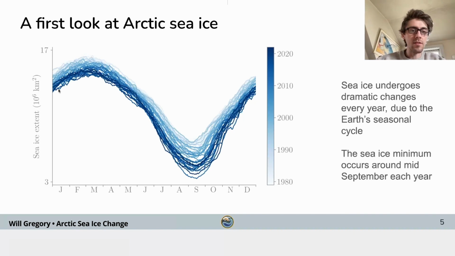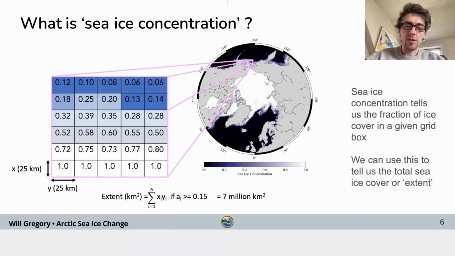And what we can see here is that the Arctic reaches its maximum extent around March time and then reaches its minimum in September. This is a dramatic change in cover. We go from roughly 16 million square kilometers of sea ice down to about 3 or 4 million square kilometers in summer. So this is a huge change and has massive implications for the Earth's climate. And just to put that into context, the total surface area of the European continent is about 10 million square kilometers.